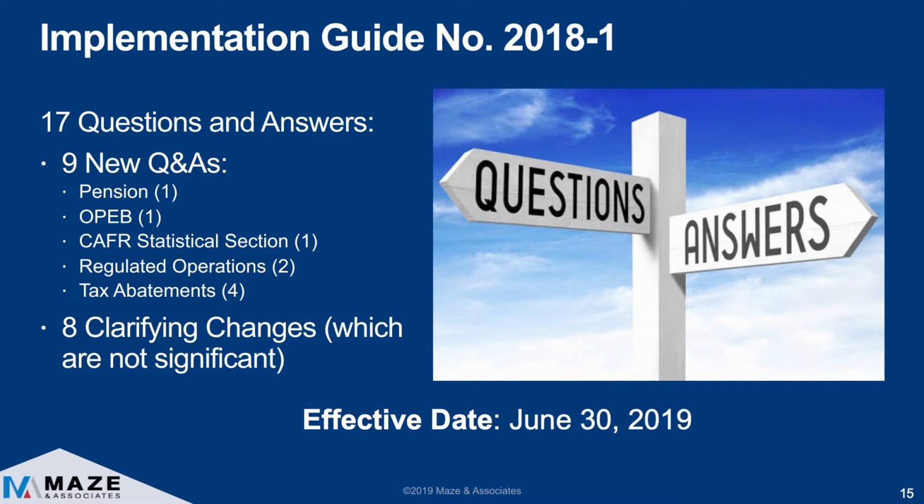Okay, and then also in fiscal year ending June 30, 2019 is Implementation Guide 2019-1. Sorry, did I say 2018? I meant 2019. So there's 17 questions and answers. I'm not going to go into the depth of all of them, but just so you know, there's 9 new questions and answers. So there's a few about pension and OPEB, and then the CAFR statistical section, regulated operations and tax abatements. And then the rest of the changes are non-significant, but I just wanted to point those out. And on my last slide, there's a link if you want to look that up too, to see specifics, if any of those topics jump out at you.